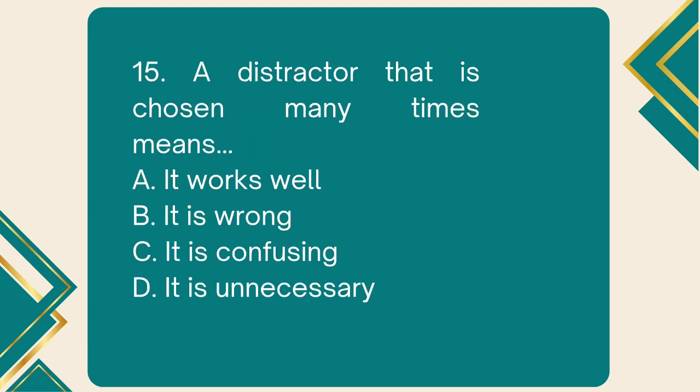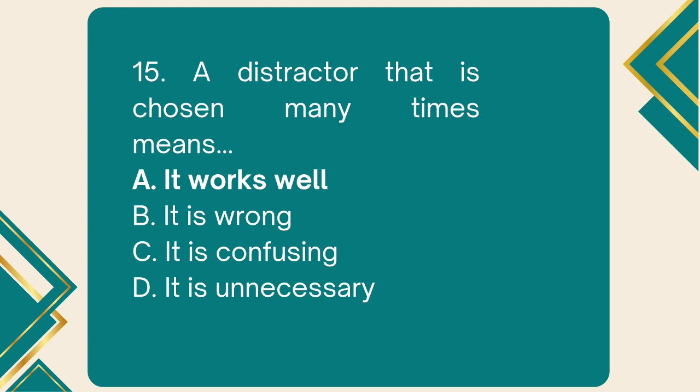Number 15, a distractor that is chosen many times means A, it works well; B, it is wrong; C, it is confusing; and D, it is unnecessary. And the correct answer is letter A, it works well. A chosen distractor shows its function.